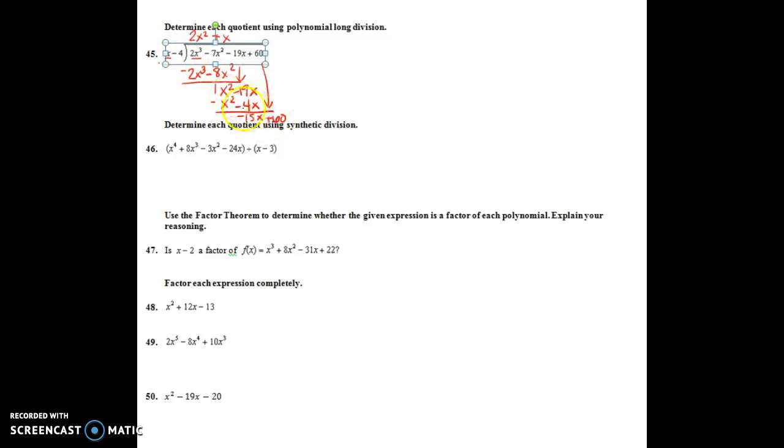How do you make an x become a negative 15x? By multiplying it by negative 15, and then you distribute and you get negative 15x, and then you get a positive 60, and when you subtract those you get a remainder of 0. So that tells us that x minus 4 is a factor, again because the remainder is 0.